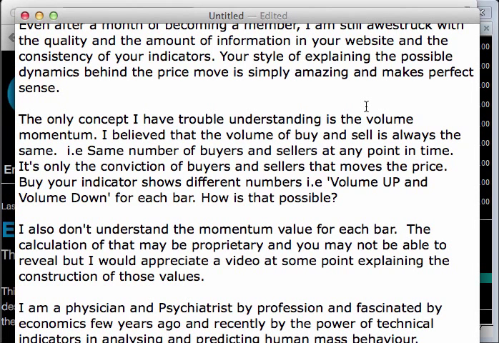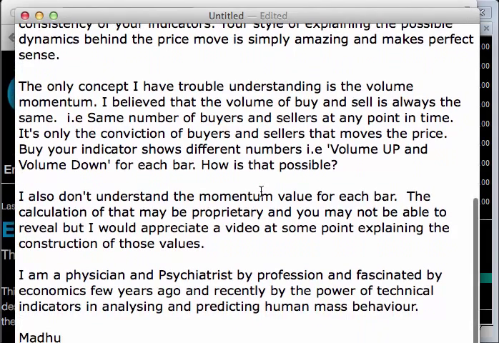The only concept I have trouble understanding is the volume momentum. I believe that the volume of buy and sell is always the same, i.e. the same number of buyers and sellers at any point in time. It's only the conviction of buyers and sellers that moves the price. Yet your indicator shows different numbers, volume up and volume down, for each bar. How is that possible? Let me just continue. I also don't understand the momentum value of each bar. The calculation of that may be proprietary and you may not be able to reveal it, but I would appreciate a video at some point explaining the construction of those values.